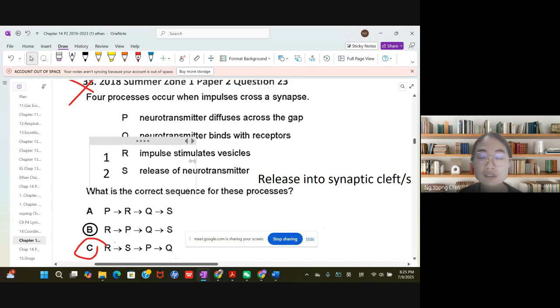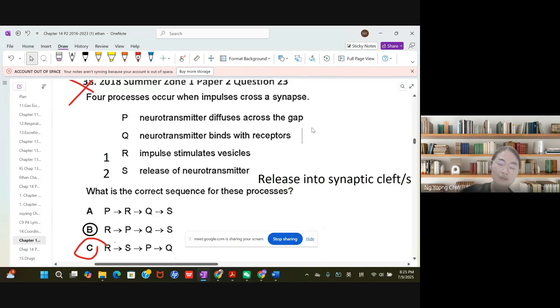Stimulate the synaptic vesicle first. Only then are you able to release the neurotransmitter. Only then are you able to diffuse the neurotransmitter across the gap. The gap refers to the empty space between the neurons, and then you are able to bind to the receptor proteins on the postsynaptic neuron.